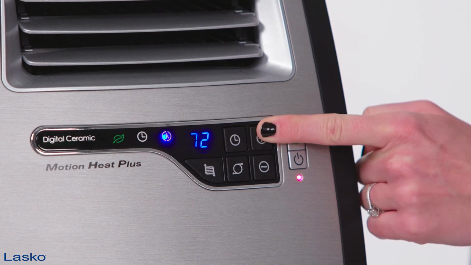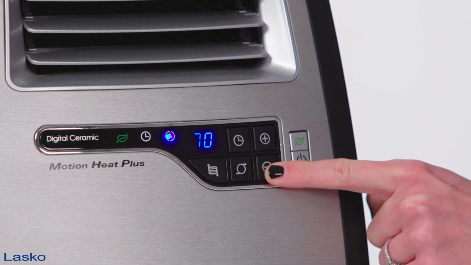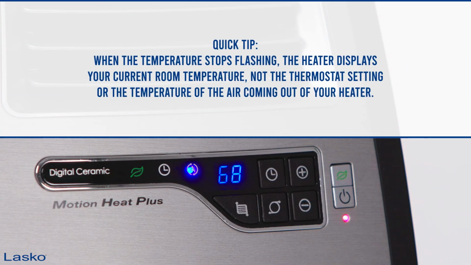Once Auto Eco is activated, you can set the thermostat. Simply press plus or minus to your desired temperature. The display will now show the Auto Eco symbol and the temperature will flash. Your heater will now maintain your room's perfect warmth level.